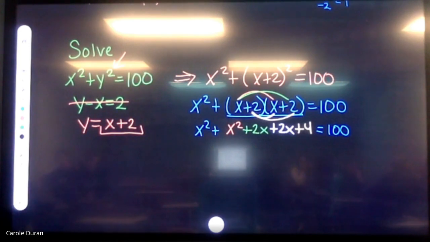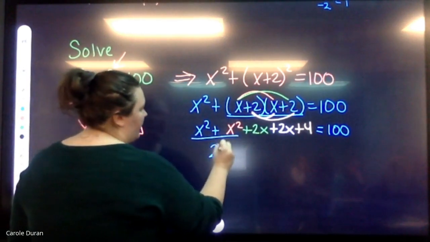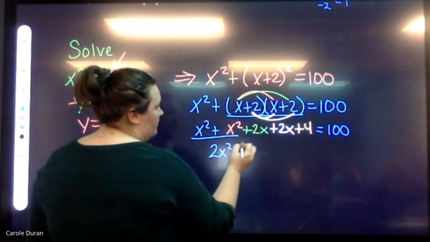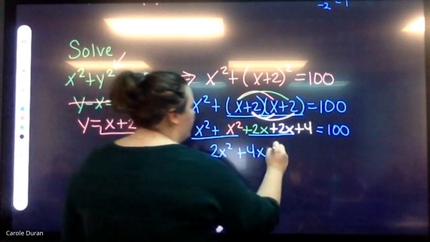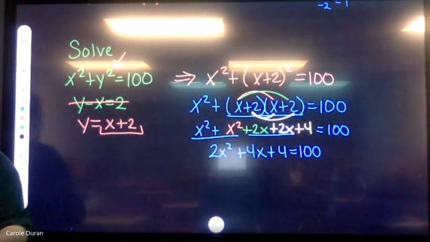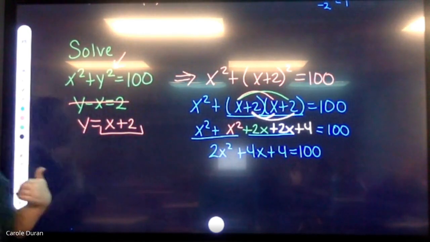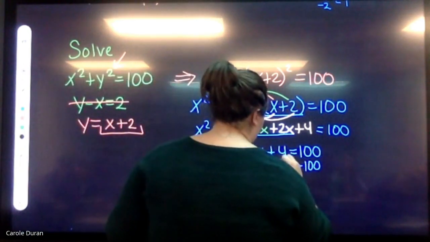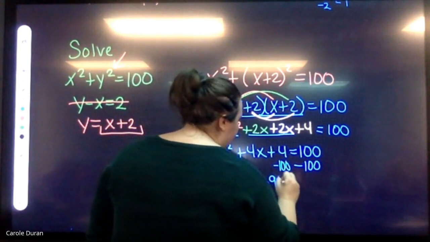Hannah, what am I going to do next? Combine like terms. So what can I clearly put together here? Okay, so I can put those two together. It becomes 2x squared. I can put the two 2x's together, and that becomes 4x. And then plus 4 equals 100. I know this is a quadratic, so I definitely want to try and get everything on one side of the equal sign. So what am I going to do with that 100? Subtract it over. When I do, I get 2x squared plus 4x minus 96 equals 0.